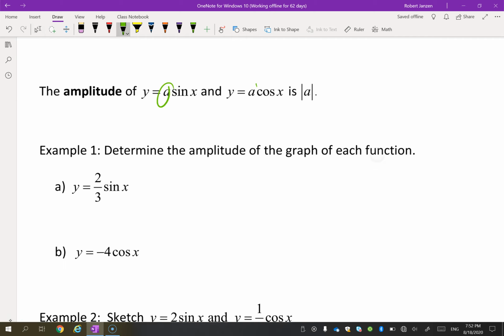If we change the value of a, well, the value of a is the amplitude. It's going to tell you how much it's going to go up and down. So in this case, what is the amplitude? It's 2/3. What is the amplitude here? It's 4. The negative is just going to be a vertical flip.